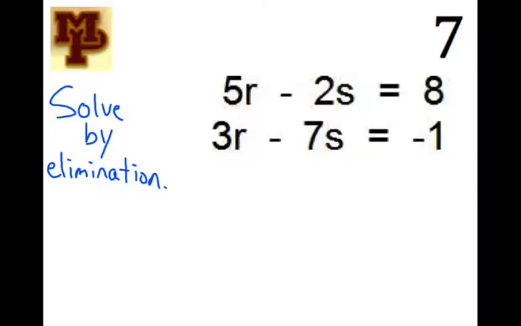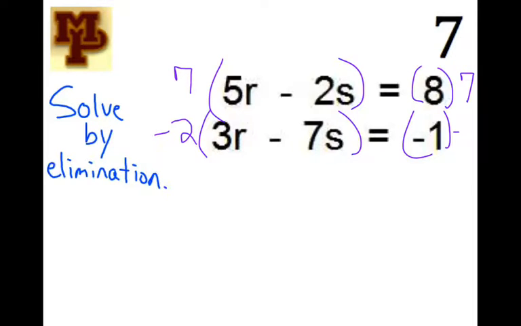Okay, number 7, solve by elimination. Now this one's not set up very well yet, so we have to come up with a plan. So we can try to make the top one and the bottom one, we can try to make them equal 14 right here for the s's, try to eliminate those, or we can try to eliminate the r's. So let's multiply the top equation by 7. And then let's multiply the bottom equation by -2, because we need them to be opposites.